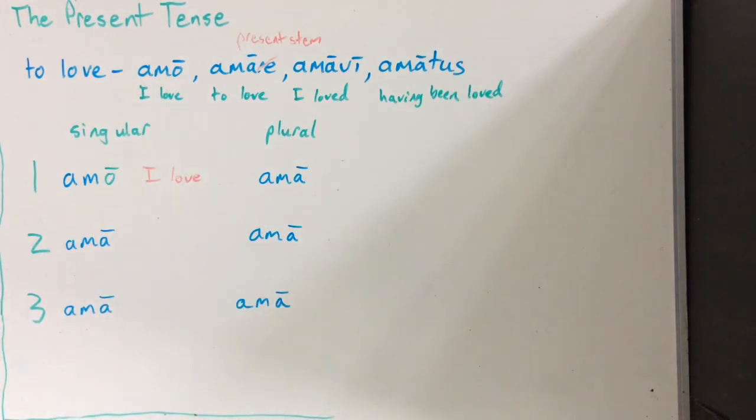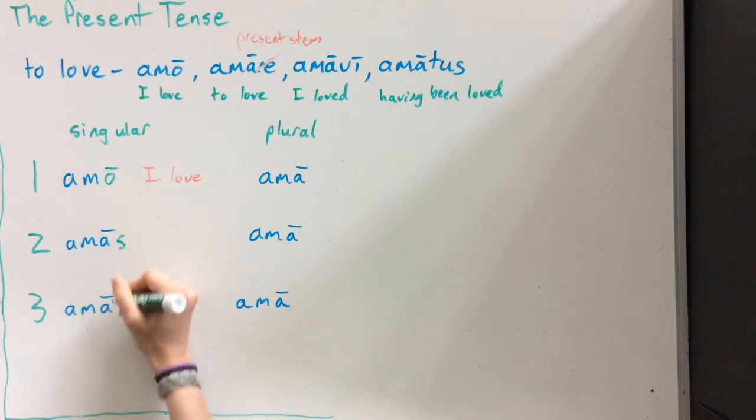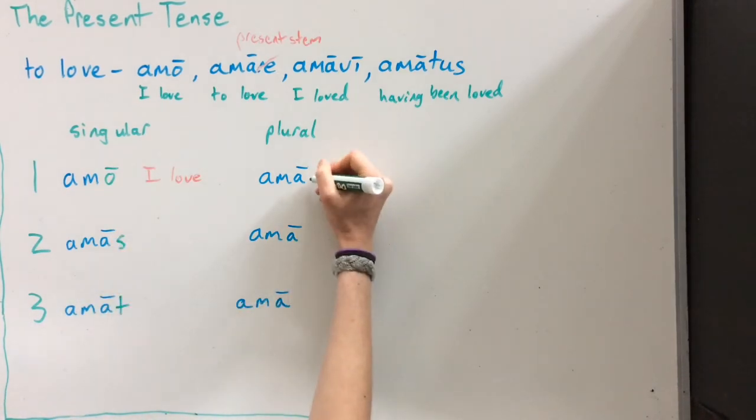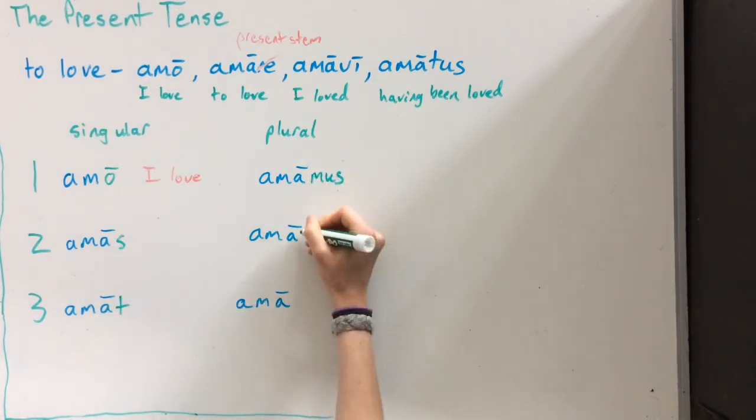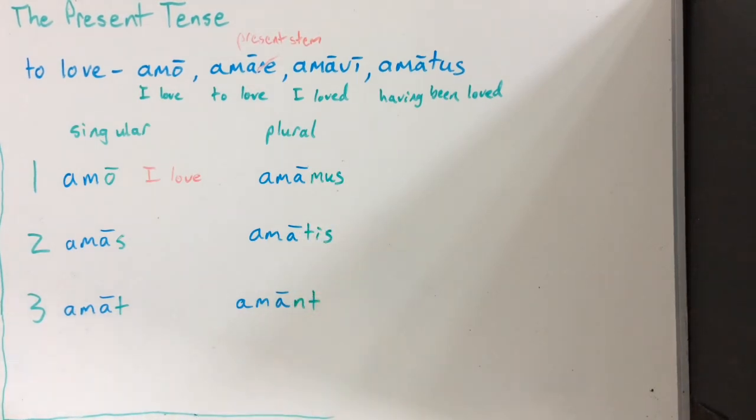And now let's take a look at those endings. We've got O, S, T, mus, tis, and NT. Some people like remembering them separately, O, S, T, mus, tis, nt. Others like combining the first three into one, so it's ost, mus, tis, nt. Either way of memorizing them works, as long as you remember that it is 6 total endings.